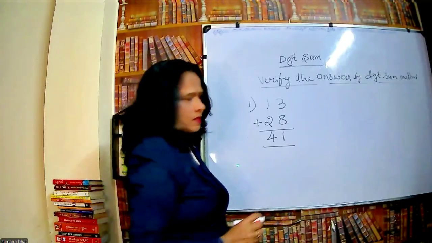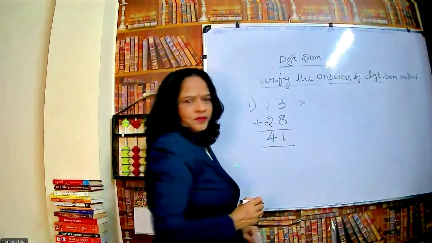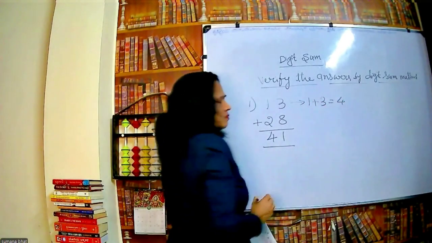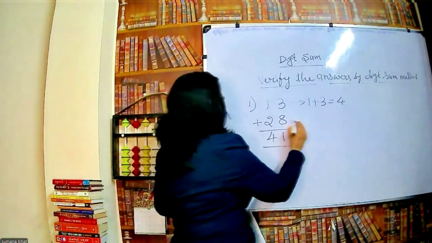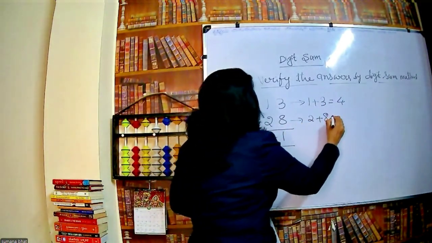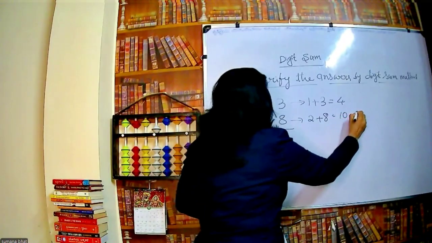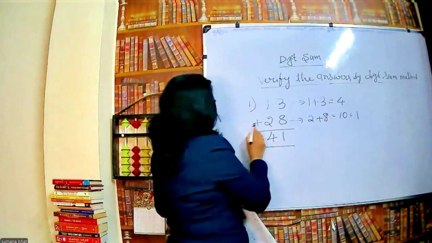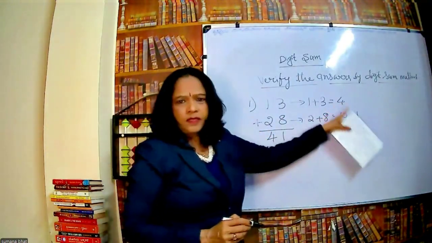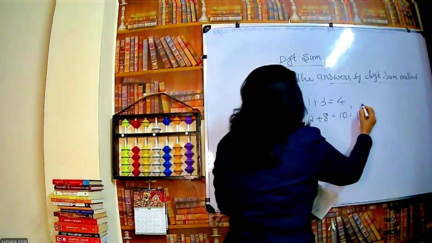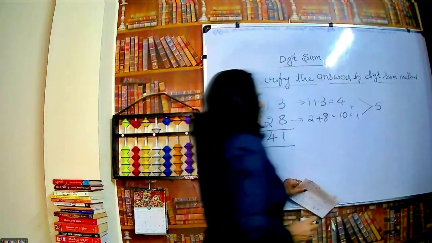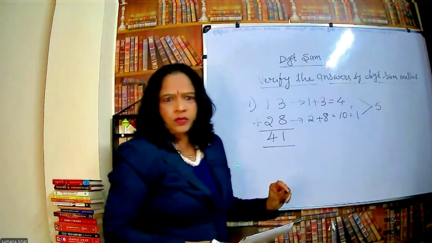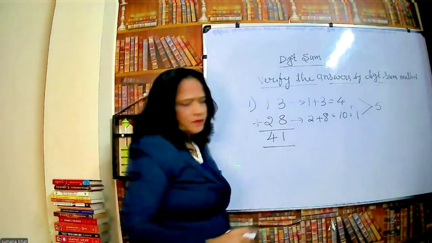We know how to find the digit sum, right? What should we do now? 1 plus 3, that is 4. And add this also: 2 plus 8, that is 10. But 10 is not the digit sum. Digit sum should be a single digit. Now, as this is addition, add these two numbers: 4 plus 1. So the digit sum is 5. For the given sum, the digit sum we got is 5. Now what we should do is check with the answer.